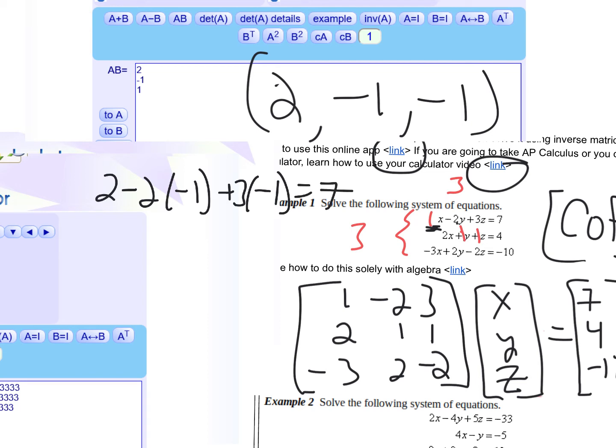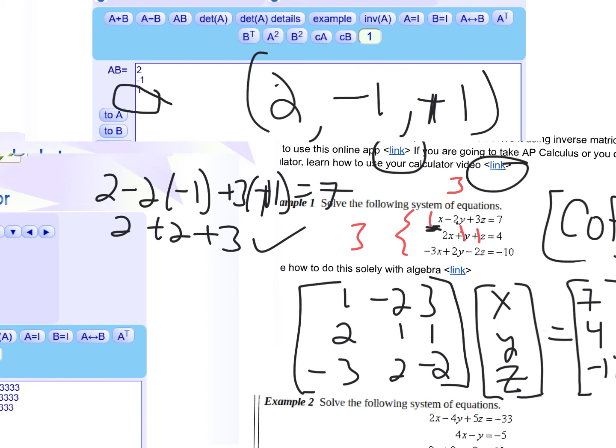Well, let's see. That's going to be 2 plus 2. Oh, this should be +1. Plus 3. Yes, that's equal to 7. See the mistake I made? That's the z number, and so I've just substituted for x, y, and z.